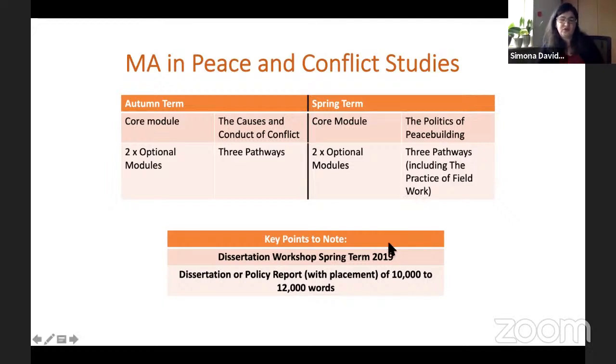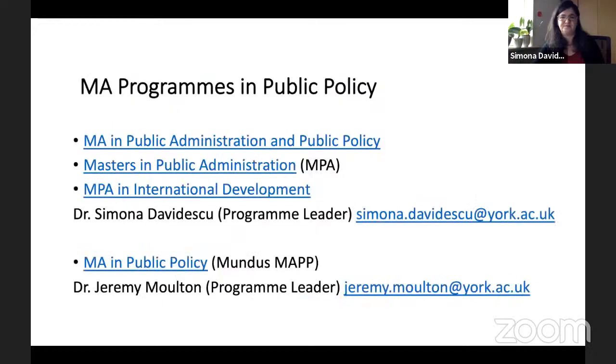And at the end of the program, over the summer term and in the summer break, students will engage in writing a dissertation or a policy report. In the case of this program in particular, if you are choosing the pathway which includes practical experience, the practice of fieldwork, you could choose also to do a policy report, which includes a placement, a work placement. So this MA offers a variety of options, if you like, within its pathways.